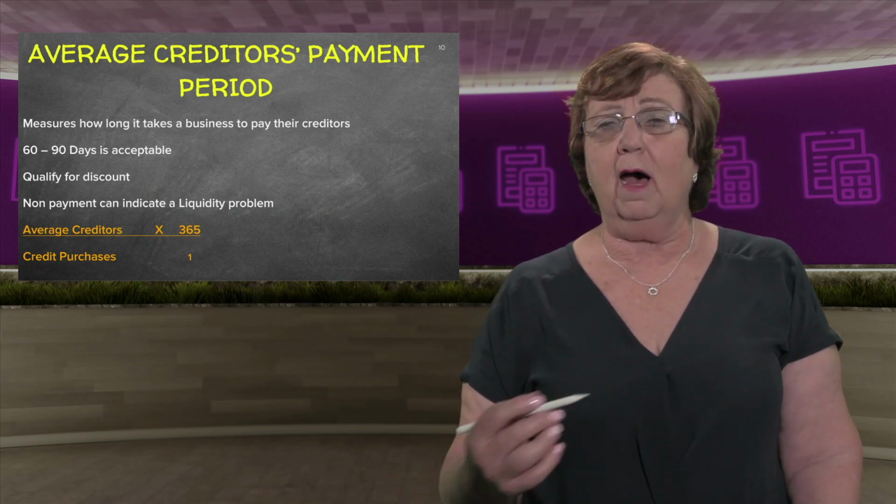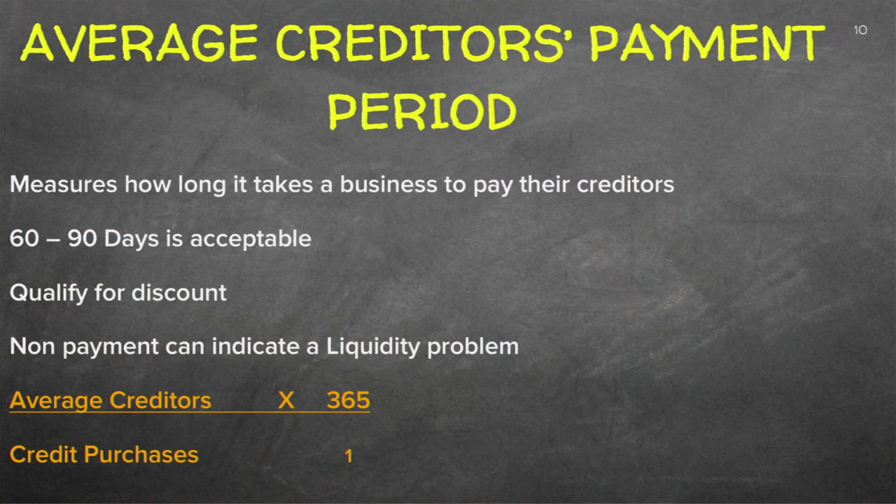Now let's look at creditors' payment period. So how long does it take us to pay our creditors? Now, 60 to 90 days is the acceptable period that creditors give us to pay. Remember, I said for debtors it was 30 days. Creditors, 60 to 90. And the reason why?